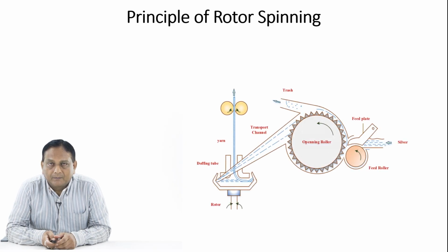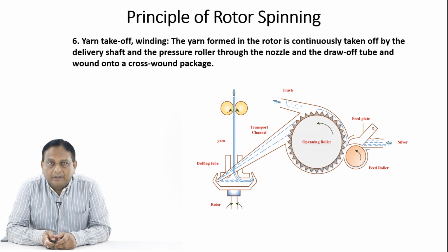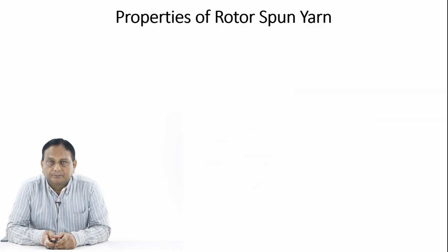Now in this diagram, the sixth principle of rotor spinning is described, that is the yarn takeoff and winding. What happens here? The yarn formed in the rotor is continuously taken off by the delivery shaft and the pressure roller through the nozzle and the draw-off tube and wound onto a cross wound package. So this is the sixth principle of rotor spinning.